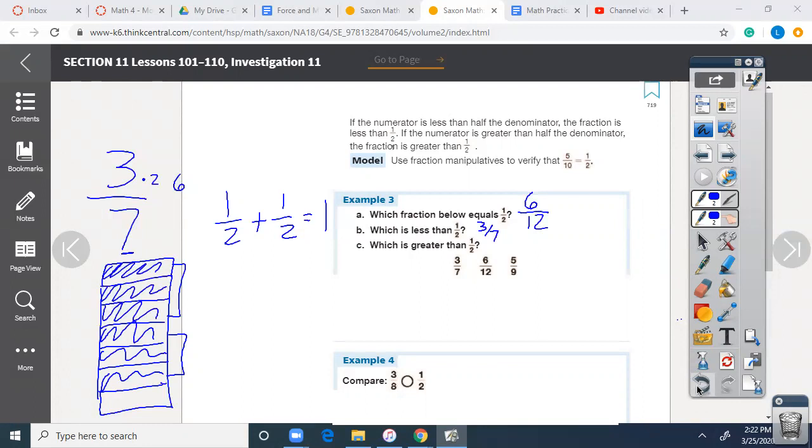Which number is greater than 1/2? We're going to do the same thing with 5/9. 5 times 2 is 10. Is 10 bigger or smaller than 9? 10 is bigger than 9, so 5/9 is bigger than 1/2. So the answer to this one is 5/9 is greater than 1/2.